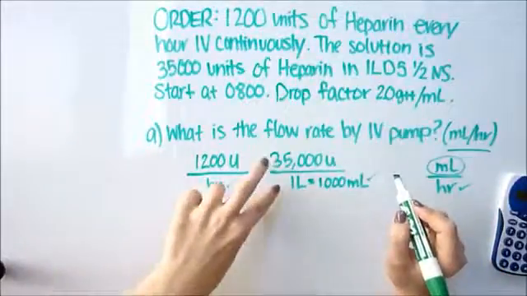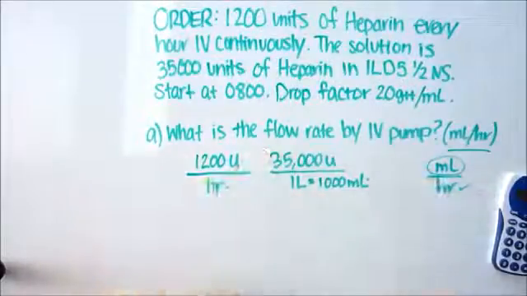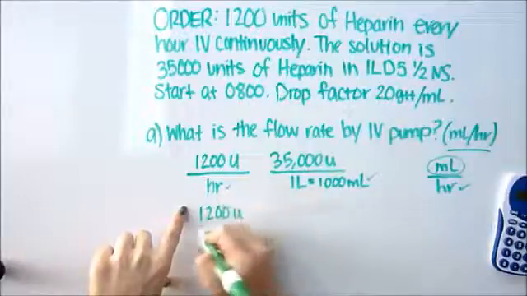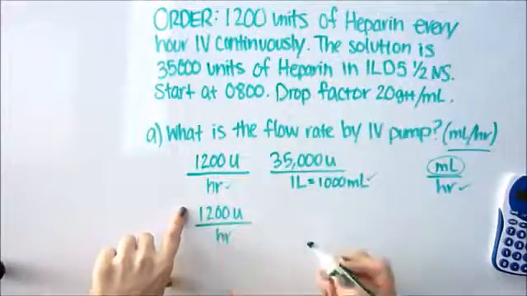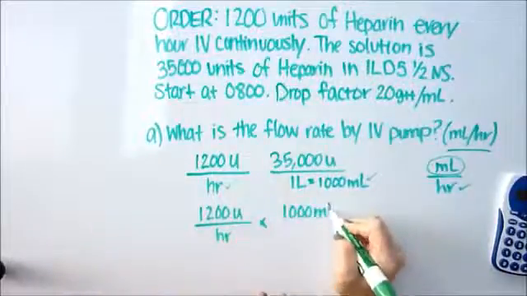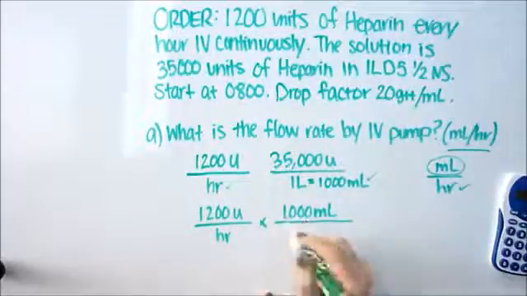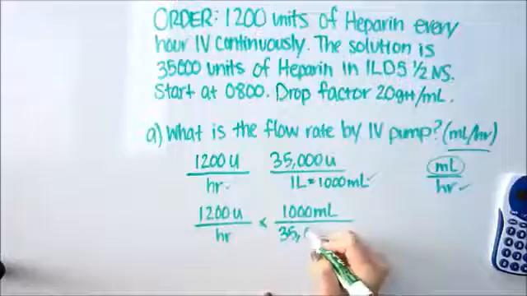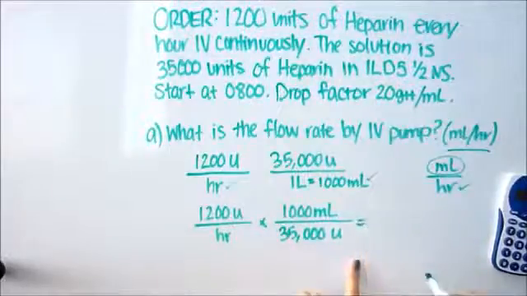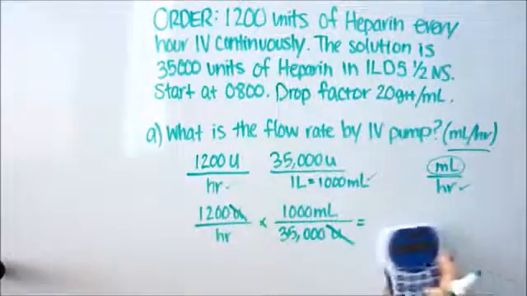So what I have to do with this proportion is flip it, right, in order to get mL on the top. So I'm going to write that over one more time. Units over 1 hour, multiply that by 1,000 mLs over 1 liter. 35,000 units. You guys are like, what? Which is equal to, and obviously these units are going to cancel out.